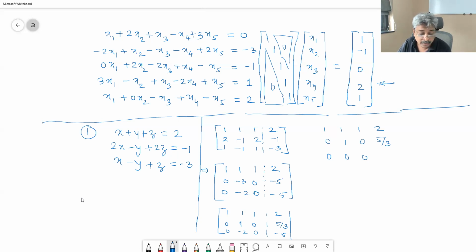Is it correct? So 10 by 3 is to be added to minus 5.